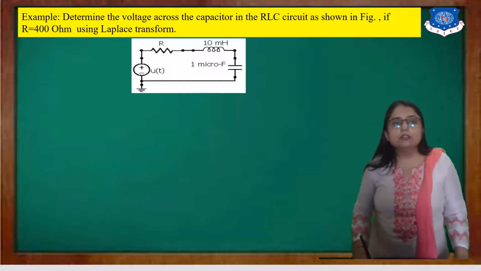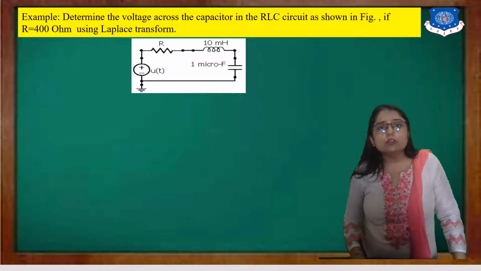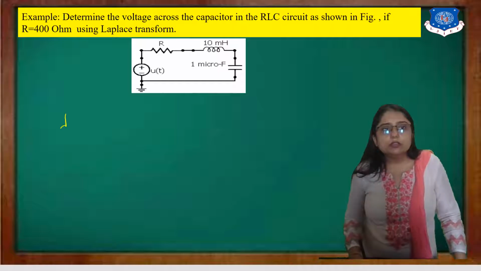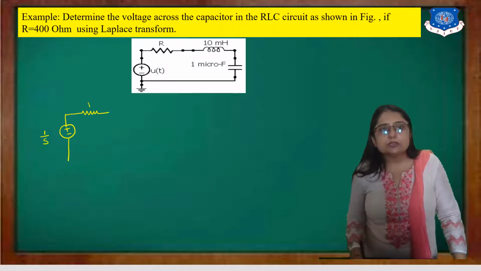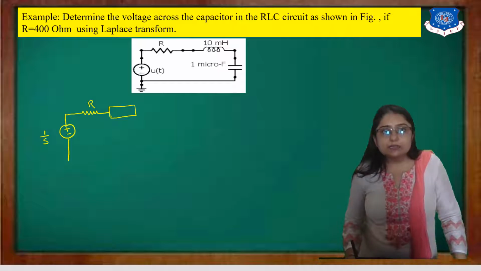Now here is our first step, I am writing here. First of all we have to convert this diagram into the Laplace domain. What is the Laplace of u of t? u of t is a unit function, and the Laplace of the unit function is 1 by s. Then the resistor stays as it is; we know the resistor behaves as it is when we draw it in the S domain. Now the inductor is converted into Ls, that is 10 into 10 raised to minus 3 into s.